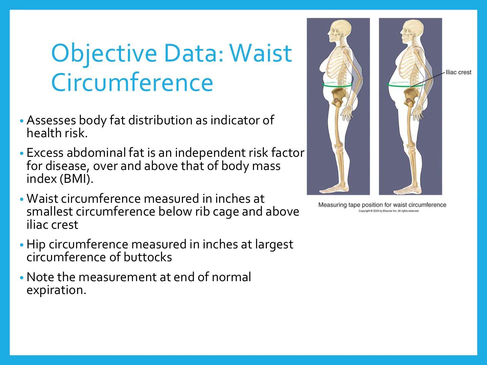That's the waist. Your hip circumference is measured in inches from the largest circumference around your buttocks. And then the measurement at the end of normal expiration. So we don't want to take these measurements while they're taking a deep breath. It should be at the end of their breath.